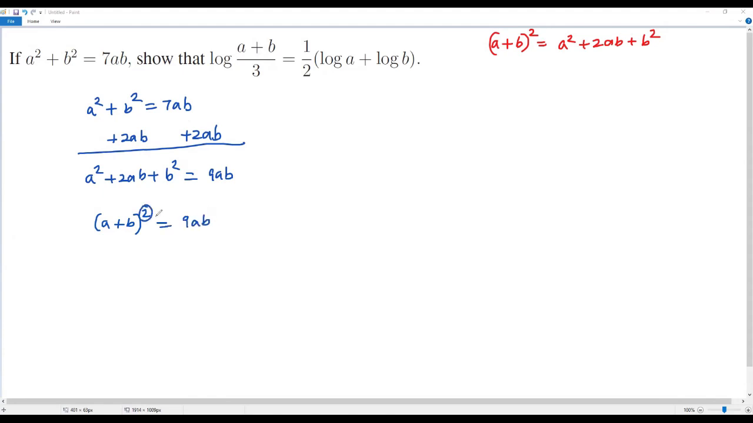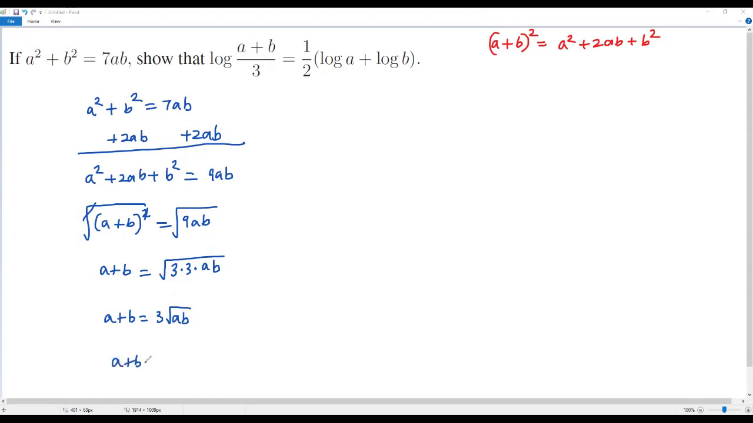Now to get rid of the square, we have to take the square root on both sides. When I take the square root on both sides, the square root and square will cancel out. I'm getting a plus b on the left side. And inside the square root, this 9 can be written as 3 times 3, and we can write this ab. Here a plus b equals, for every two same numbers multiplied inside the square root, we can take one number out. For these two 3's, one 3 can be taken out of the square root, then we get 3 times square root of ab.